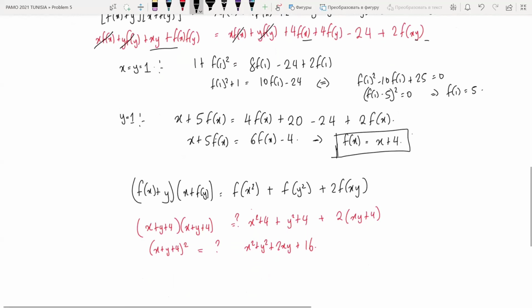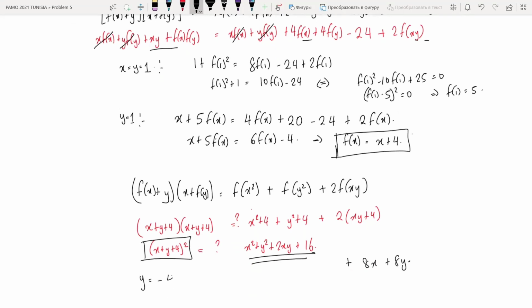Why? Because this expansion on the left-hand side has all these terms here, but it has some extra terms, that is 8x plus 8y. So these two are not equal, so this identity is not true. A way we can show this is to find some special values of x and y we can plug in where both sides of the equation are not the same. So we can plug in, probably, y equals minus 4 and x equals 0.